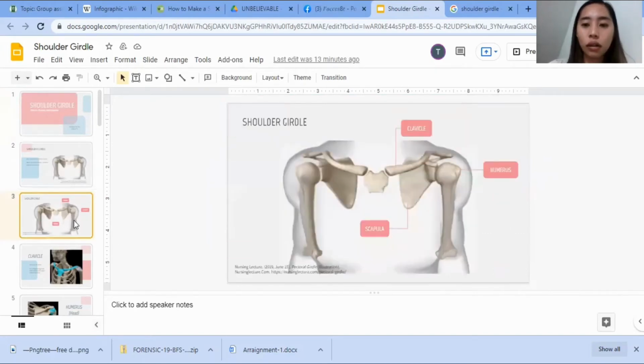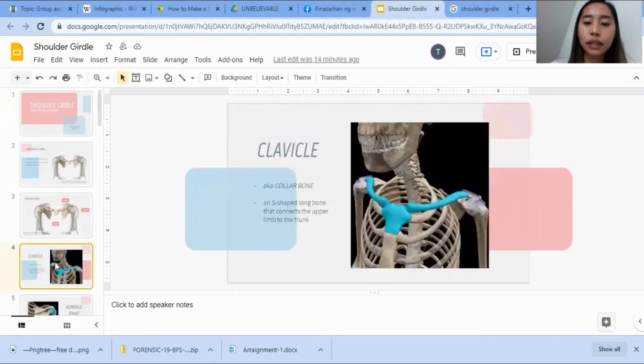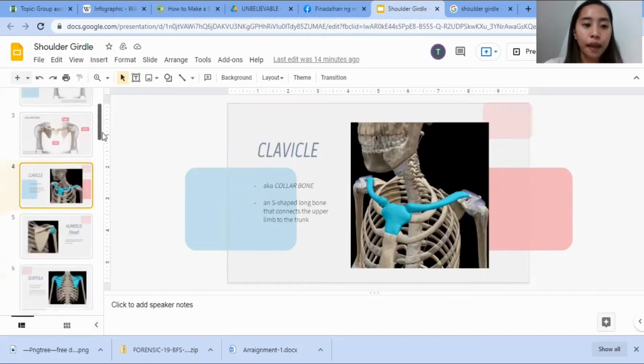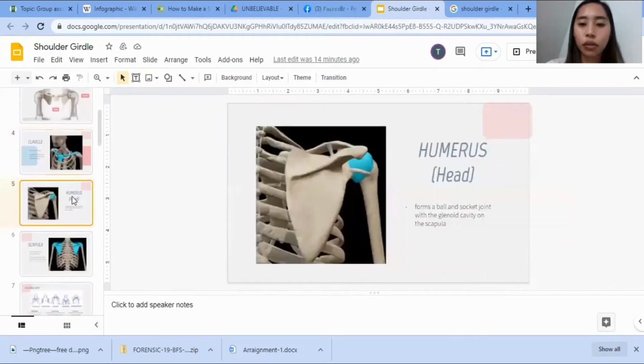And here it is located the clavicle, humerus, and the scapula. The clavicle is also called the collarbone, which is an S-shaped long bone that connects the upper limb to the trunk. And the other one, the humerus, forms a ball and socket joint with the glenoid cavity on the scapula.